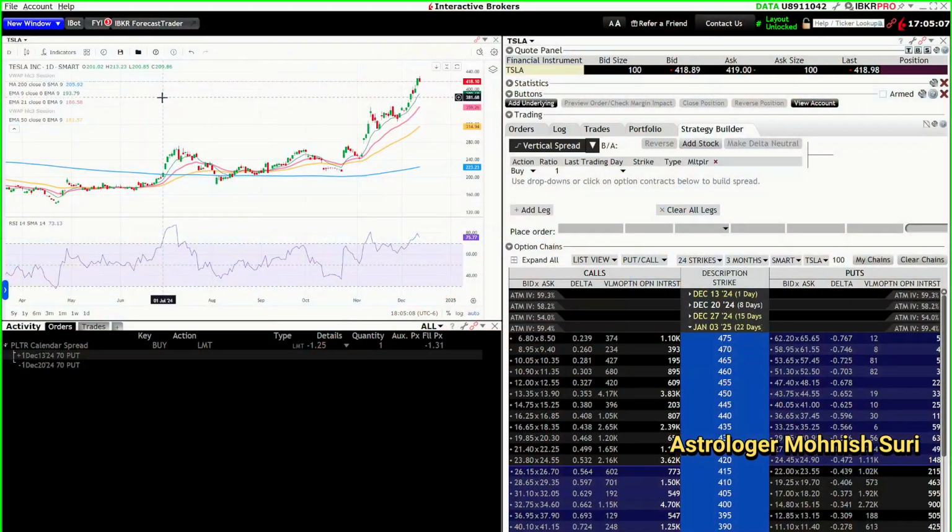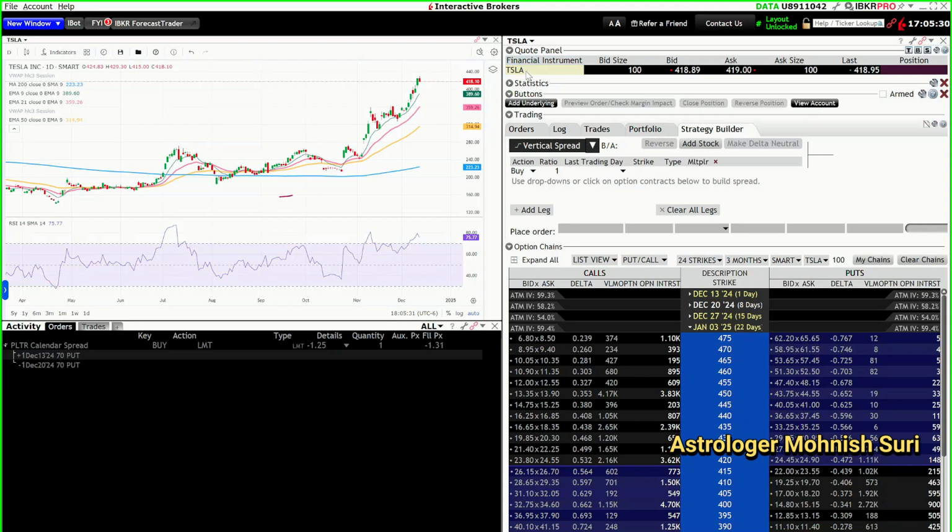This is my IBKR platform, and you can see this is the Tesla stock, a daily chart. And as I mentioned in the beginning, we are still bullish on Tesla. And we think if it is pulling back, it will pull back to 410, 415 levels and then keep going up. Now, how you write a put spread, put option and take credit, I'm going to show you here.